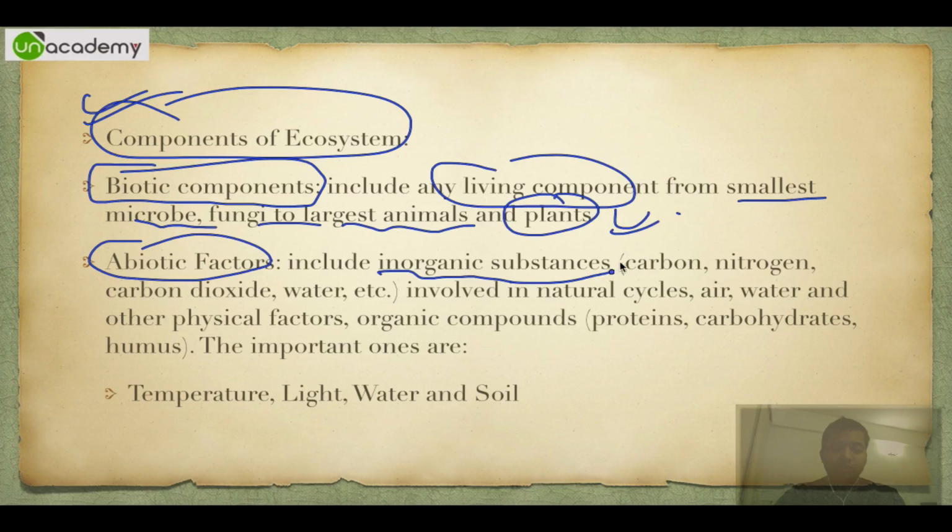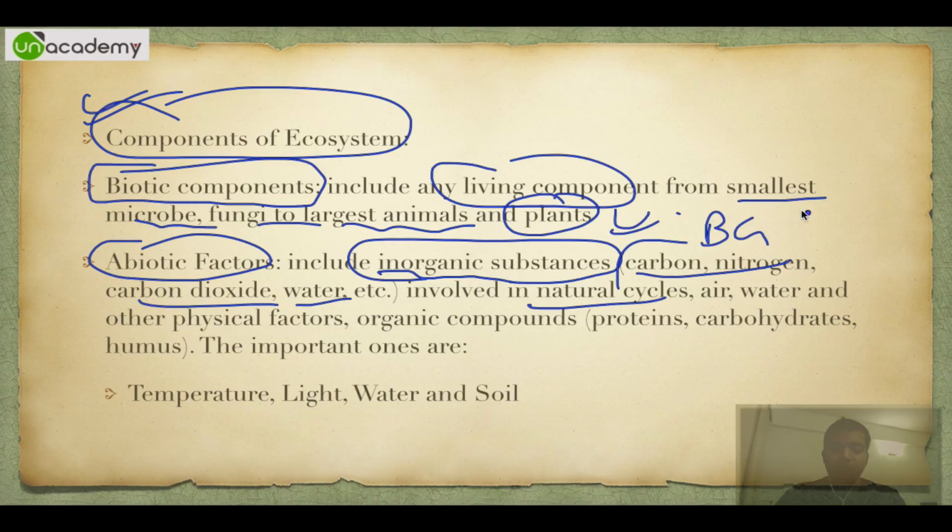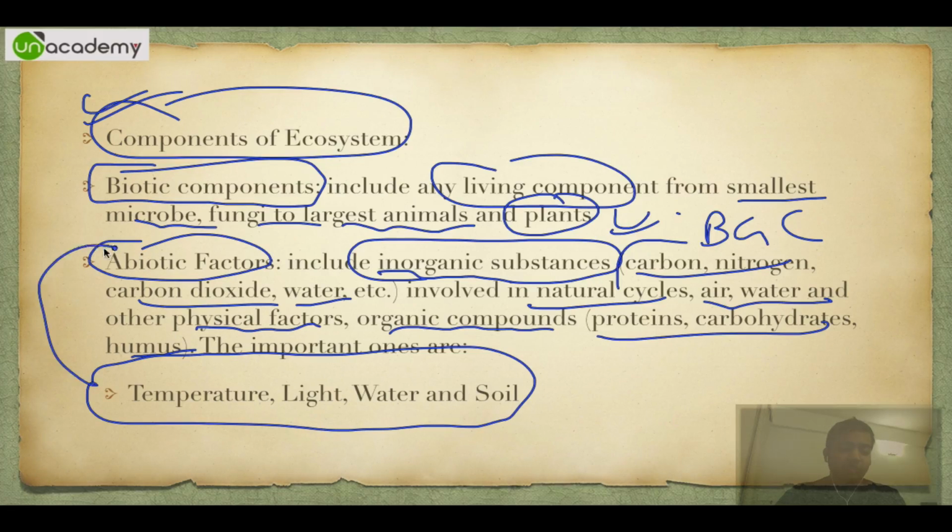Abiotic factors include inorganic substances like carbon, nitrogen, oxygen, hydrogen, carbon dioxide, water. They are involved in natural cycles. Again, I am telling you, they are called biogeochemical cycles. Also air, water, other physical factors, and organic compounds like proteins, carbs, and humus. The important ones include these four: temperature, light, water, and soil.